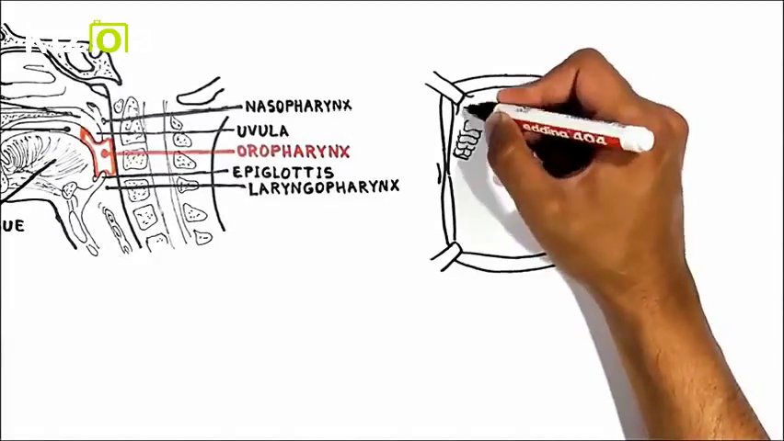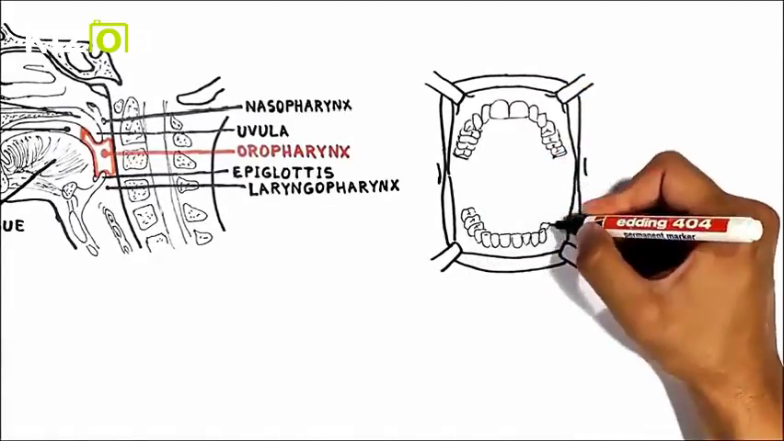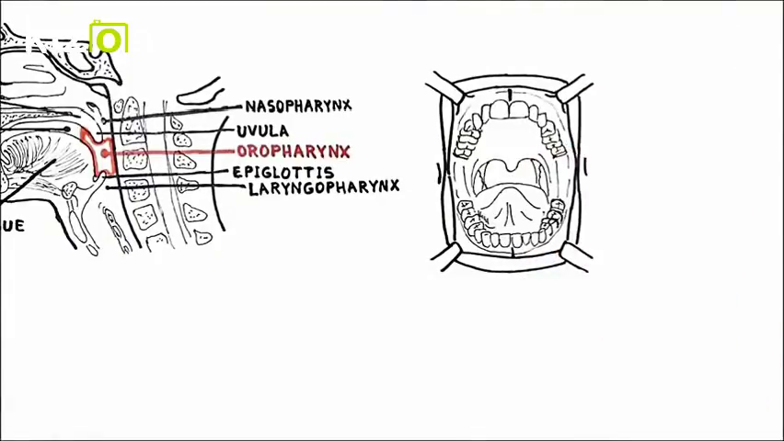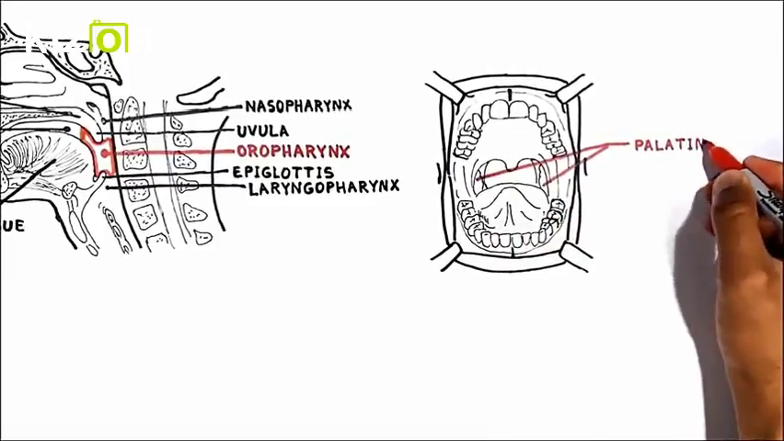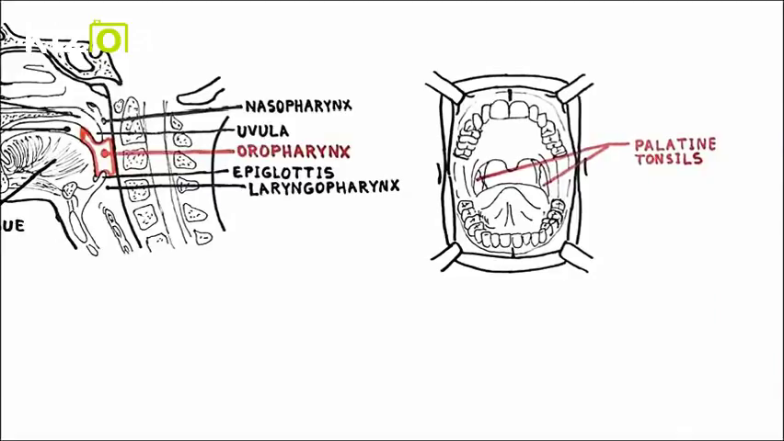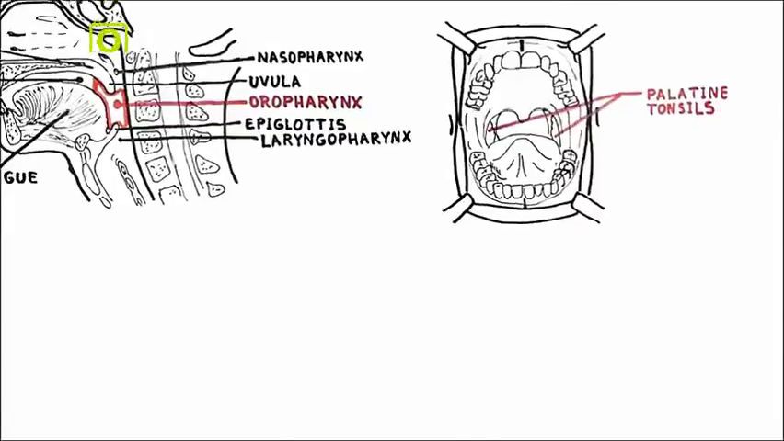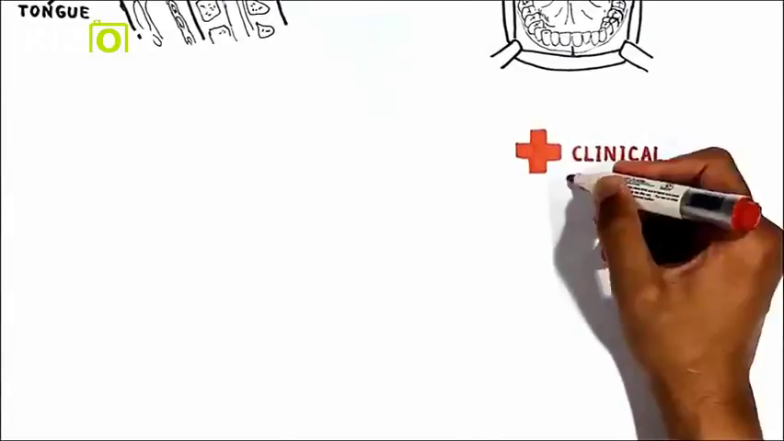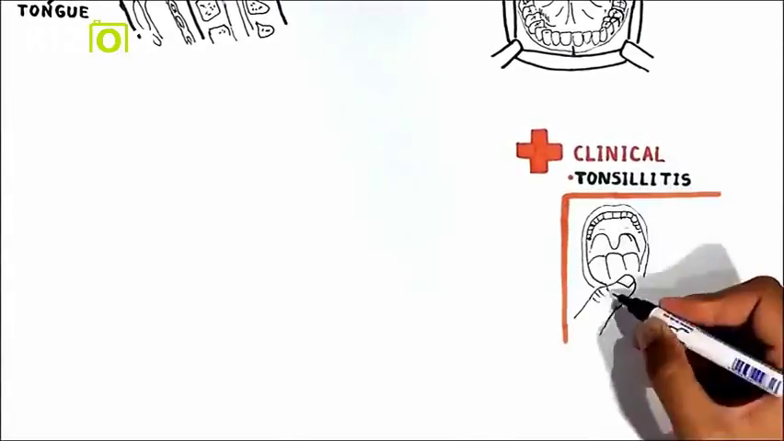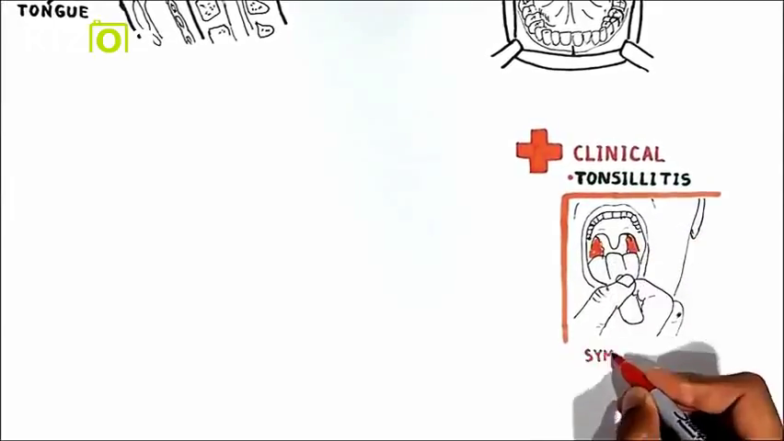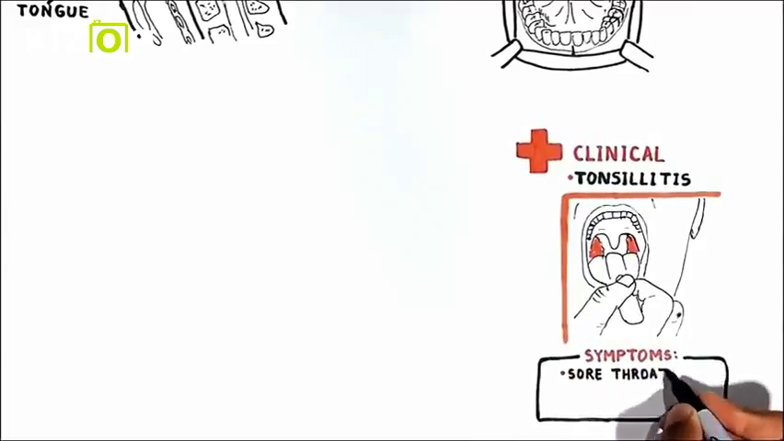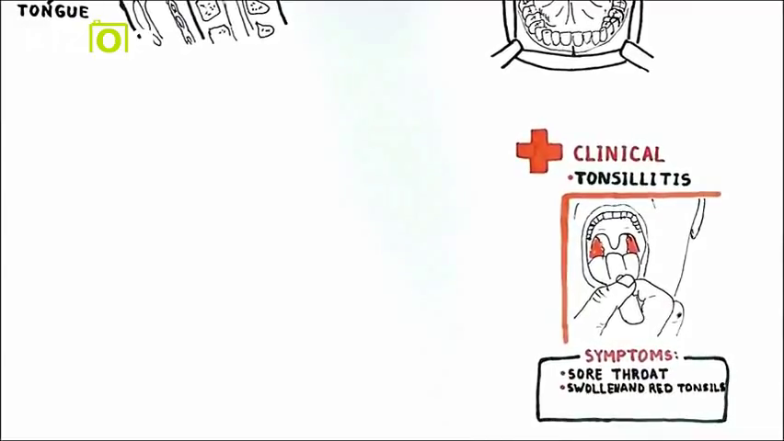Here is a view of the mouth to make some points about additional structures in the oropharynx. It is important to note that on the lateral walls of the oropharynx we have the palatine tonsils, and as we have mentioned above, they are part of Waldeyer's ring. Sometimes the palatine tonsils may become inflamed, causing tonsillitis. Inflamed tonsils appear red and swollen. Symptoms include a sore throat, swollen and red tonsils, and fever.